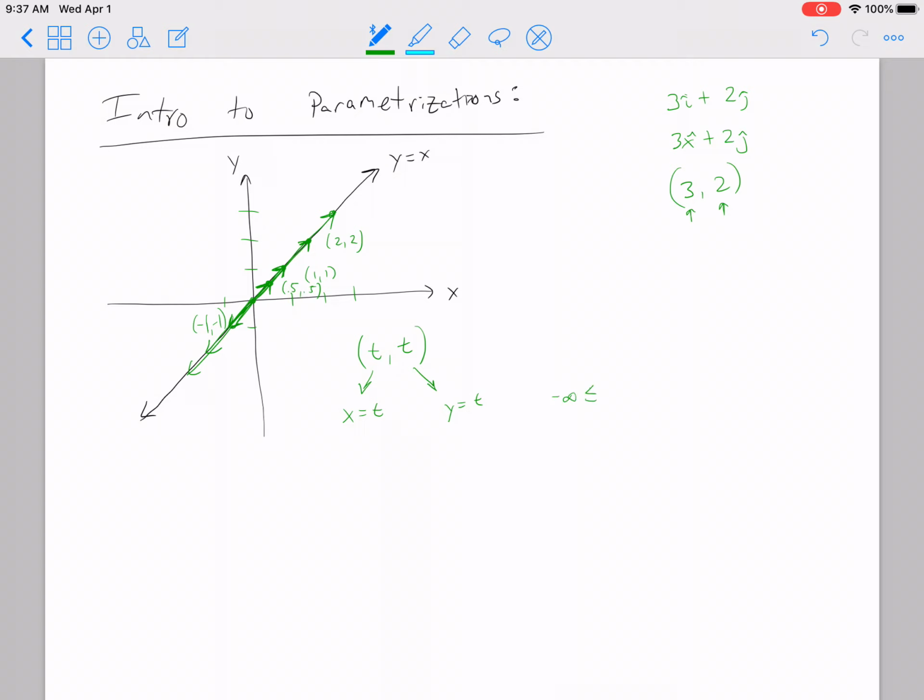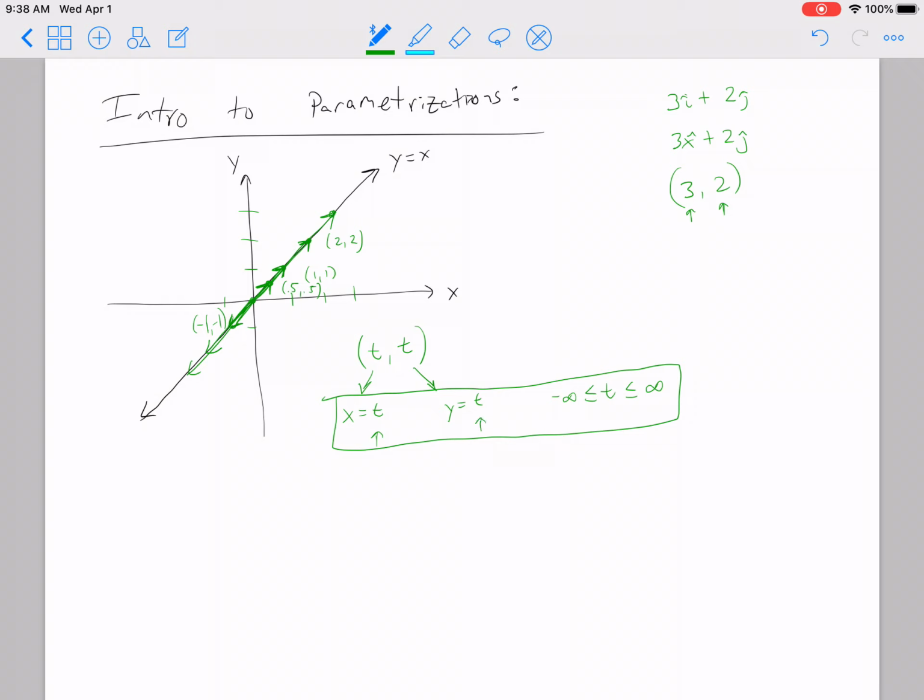Where t is going to be greater than or equal to negative infinity and less than or equal to infinity. So basically, t can be anything. And that's always going to put us somewhere on this line, which means I can even represent this line just by telling you this information right here, that x is going to vary according to t, and y is going to vary directly according to t.